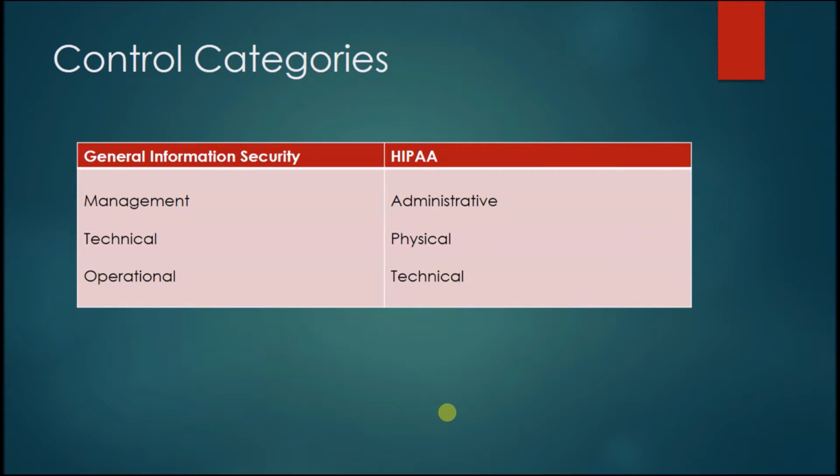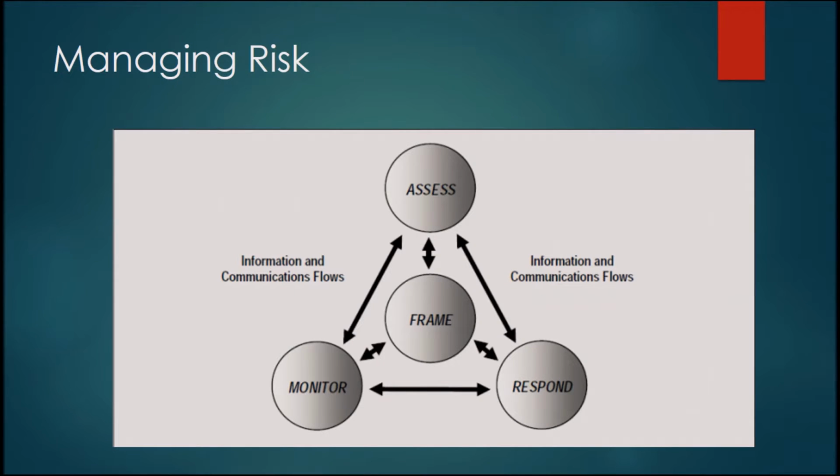In general information security, you'll find that controls are categorized into management, technical, and operational groups. However, in HIPAA, controls or standards are categorized into administrative, physical, and technical groups. As mentioned earlier, we'll be looking at the information risk management model provided by NIST. This includes the process of framing, assessing, responding, and monitoring risk.